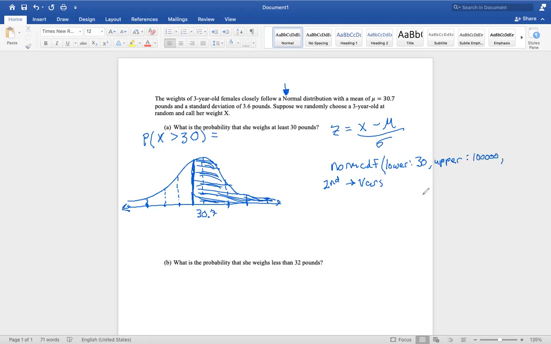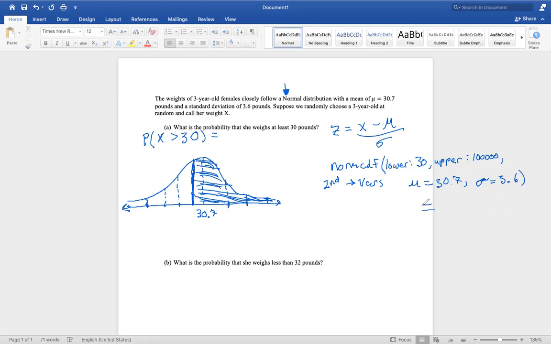And then the next thing I'm doing is the mean. The mean it gave us of 30.7 pounds, I'll type that into my calculator. Scroll down to standard deviation next. The standard deviation given is 3.6. So if you go to normal CDF and just type in this information, it will give you this probability. Type this in, hit equals.